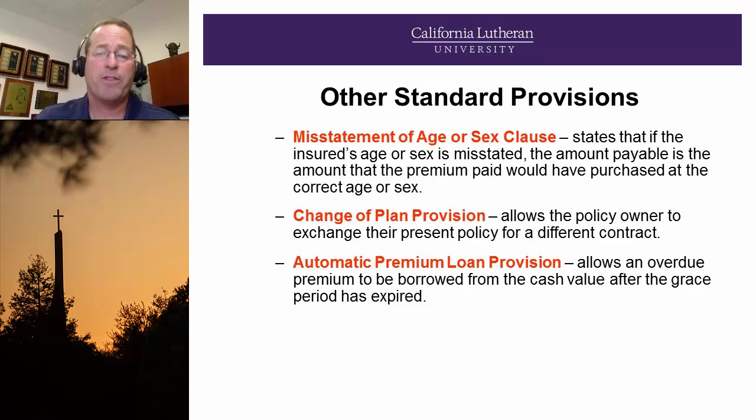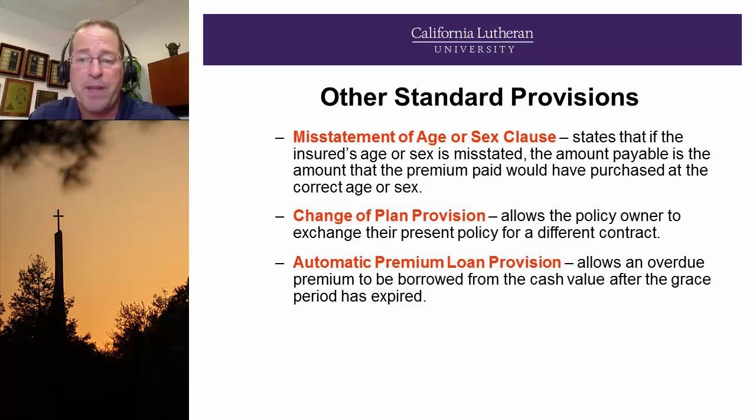Some other standard provisions in the contract. Misstatement of age or sex clause states that if the insured's age or sex is misstated, the amount payable is the amount that the premium paid would have purchased at the correct age or sex. So again, if male was indicated instead of female, or vice versa, if age 46 instead of age 64, one of those examples, the benefits would be adjusted accordingly.